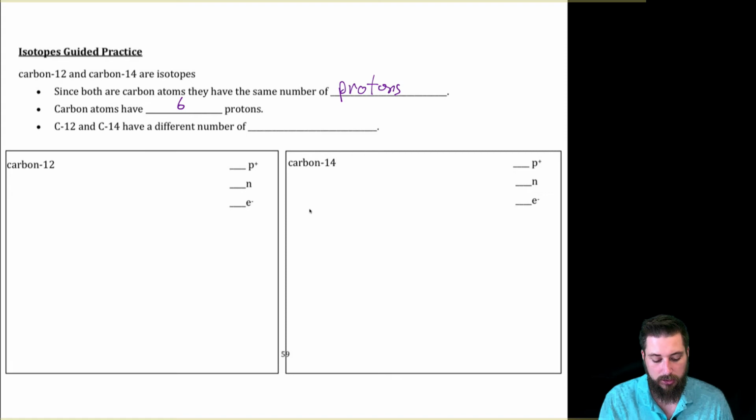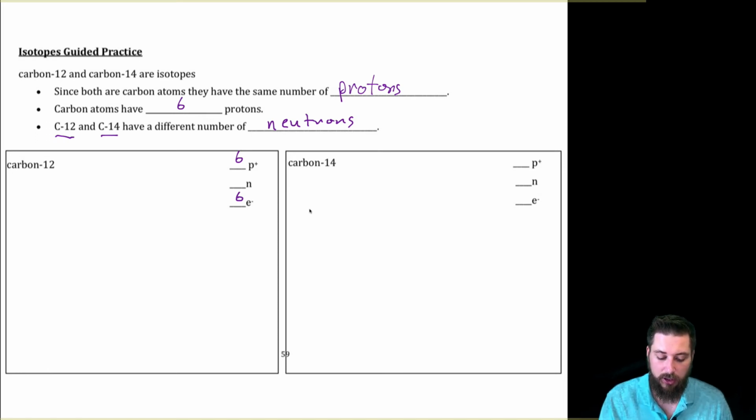Now, carbon 12 and carbon 14 are different because they have different numbers of neutrons. All right, so their neutrons will be different. So let's go ahead and draw an atom of carbon 12 and an atom of carbon 14. And so carbon has 6 protons, and if you remember, the protons and the electrons are the same. So for now, we're going to say protons and electrons are the same.